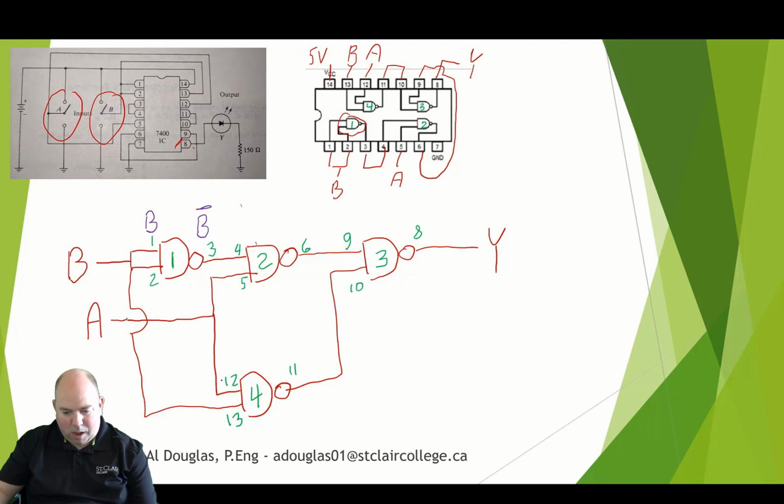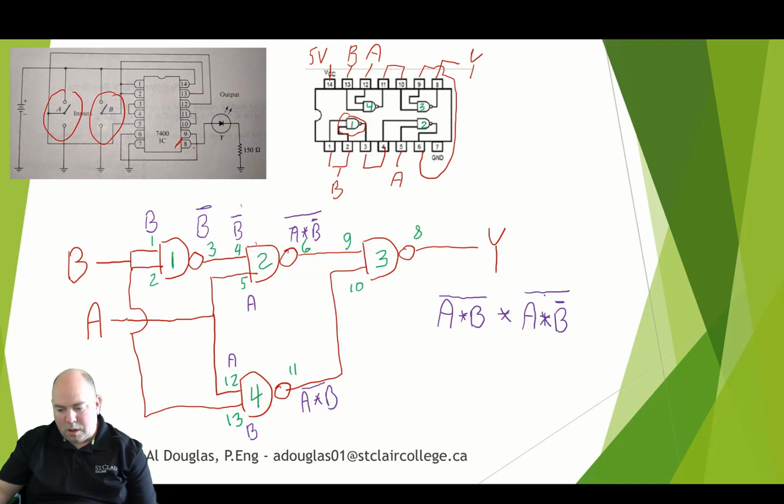Coming into this, we have A and B. So this is A and B not. So this is B not. This is A. This is A and B not. So then our final result here, bar over the whole thing.